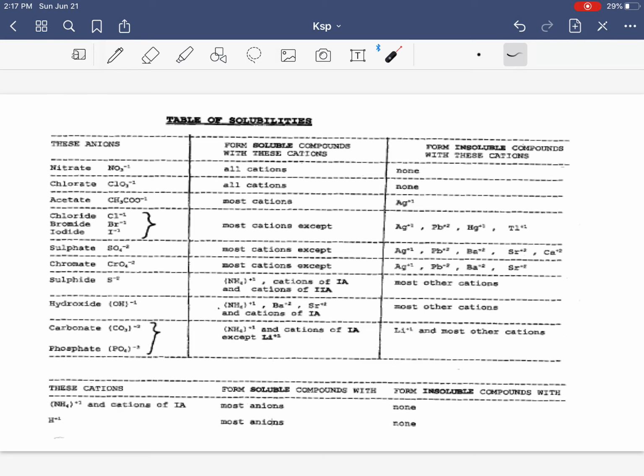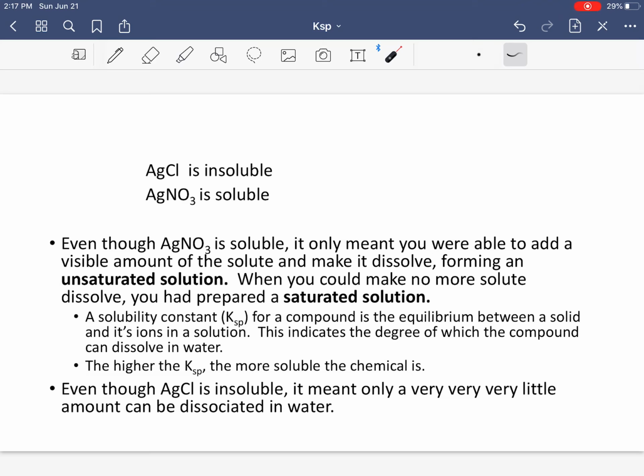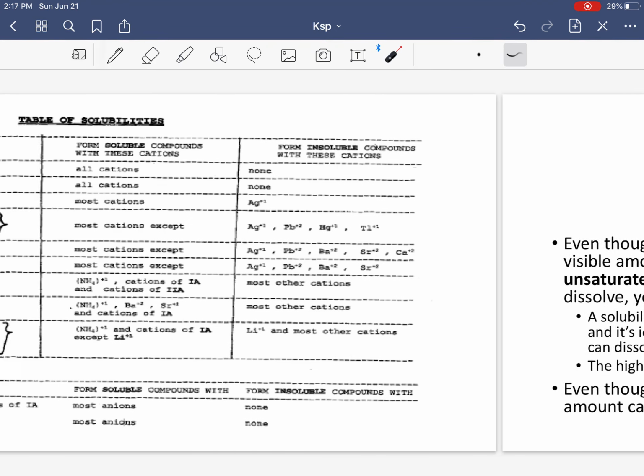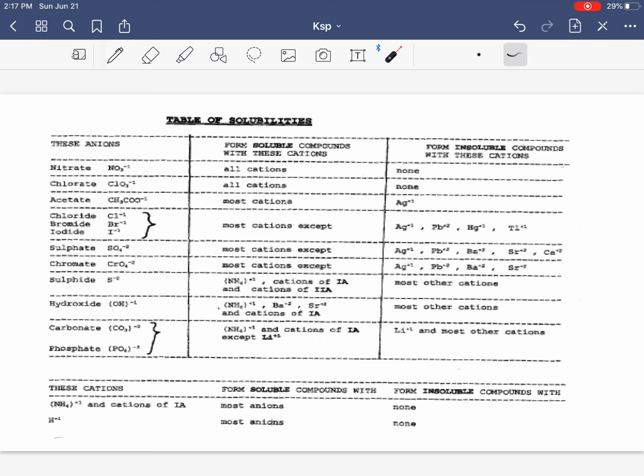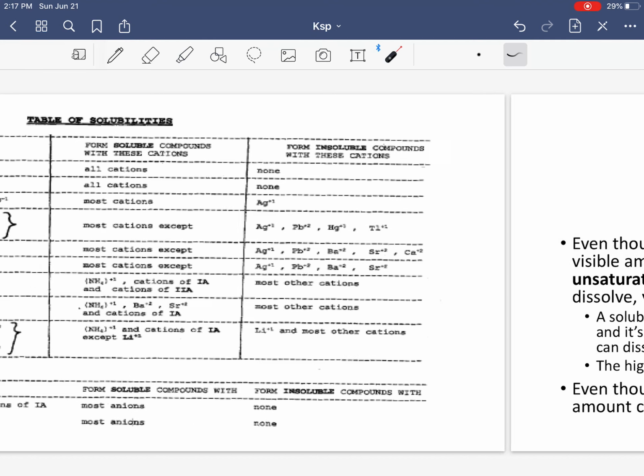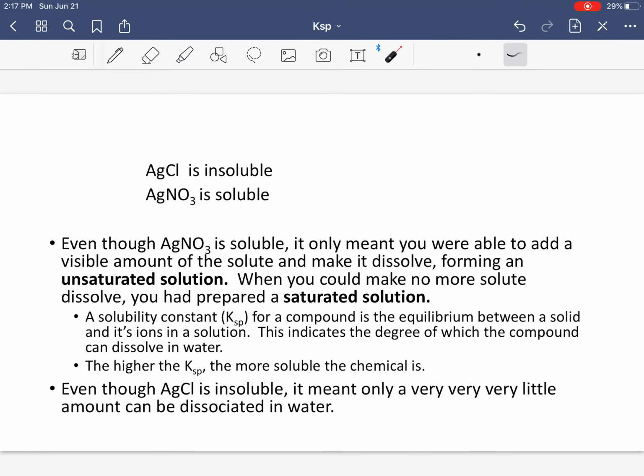Okay, so let's get on it. Let's do some quantitative work and see when things are soluble and when things are insoluble. So I made a little example here: silver chloride is insoluble based on the solubility table. Silver nitrate is soluble, again, based on the solubility table. Oh, one more thing. The solubility table is composed at SATP. That's one thing that I'm not sure if I told you about.